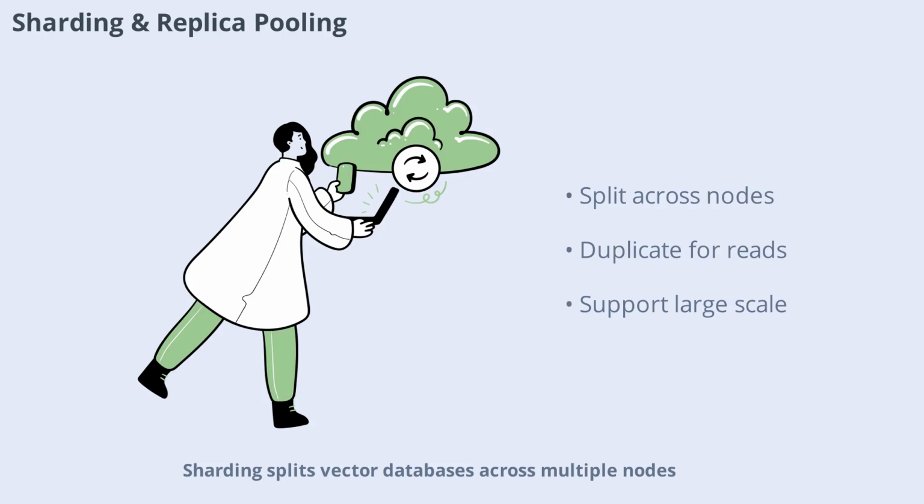Sharding splits vector databases across multiple nodes, while replica pooling duplicates shards for concurrent reads. This architecture supports massive scale, low latency, and high availability, making it ideal for large product catalogs or knowledge bases.